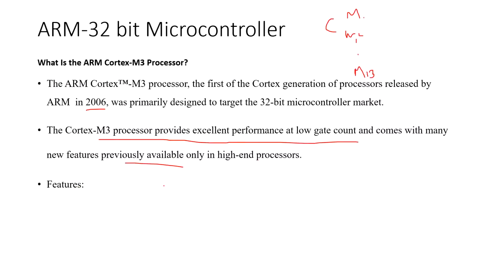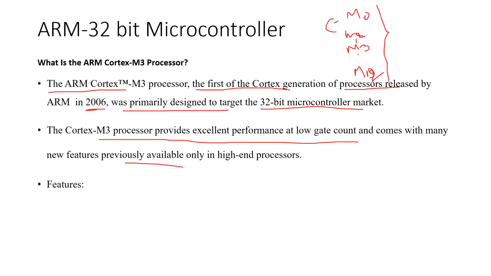Then you can find out what the ARM Cortex M3 processor is. The ARM Cortex M3 processor is the first of the Cortex generation of processors released by ARM in 2006 and was primarily designed to target the 32-bit microcontroller market. Basically we have Cortex processors such as Cortex M0, Cortex M1, Cortex M2, then Cortex M3, like this. We have around till 12. So this is the Cortex family of processors.